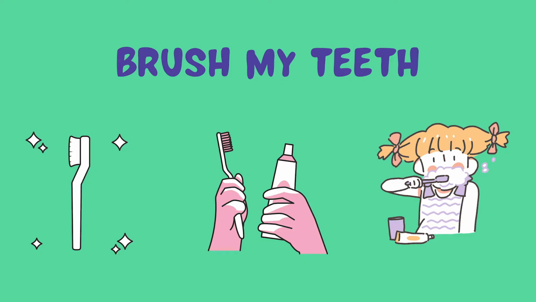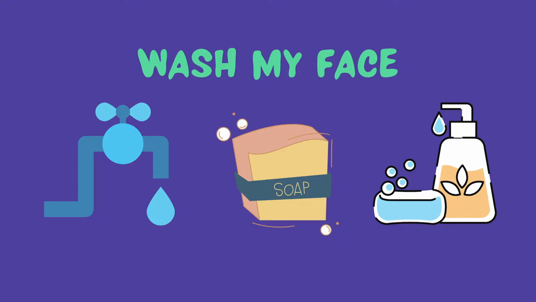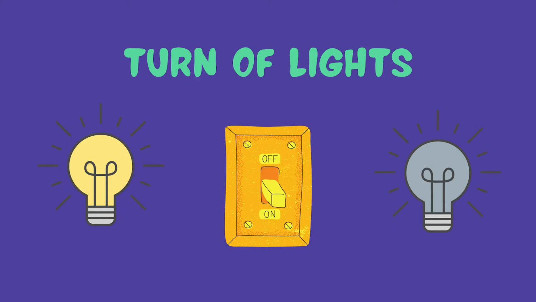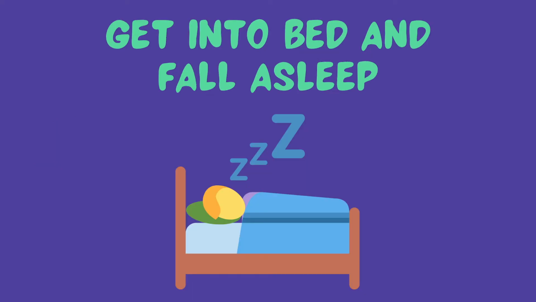Now, for me, I then brush my teeth. Then I wash my face. And then I have to travel from the bathroom to my own room. And once I get to my room, I have to make sure I turn off the lights. And then I make my way over to my bed, get into bed, and fall asleep. These are the steps of my routine. And each step is the description of the procedure of going to bed for me.